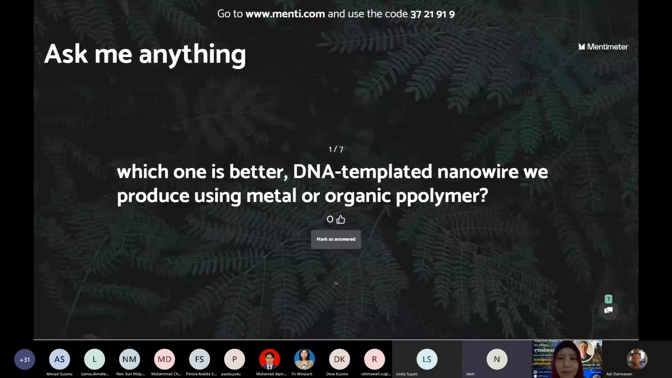Depends what you want to do with it, I suppose, but in terms of how smooth they are, how easy to make, and sometimes even how conductive they are. The polymers tend to be better. Because they have a low surface tension, it's much easier to persuade the polymers to coat the DNA uniformly.